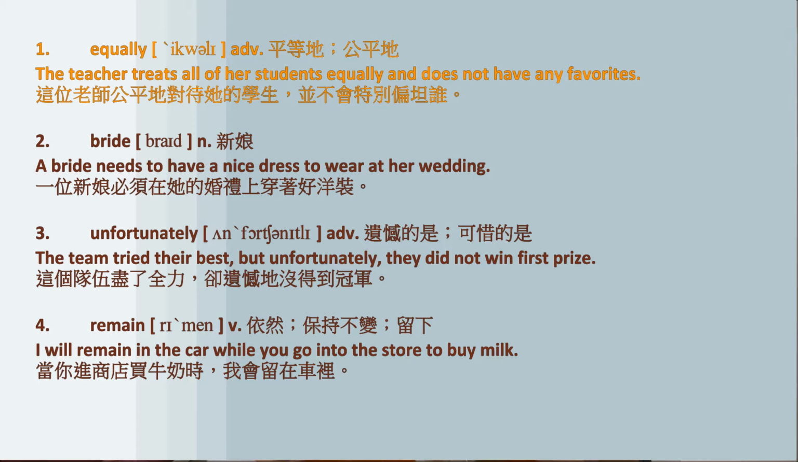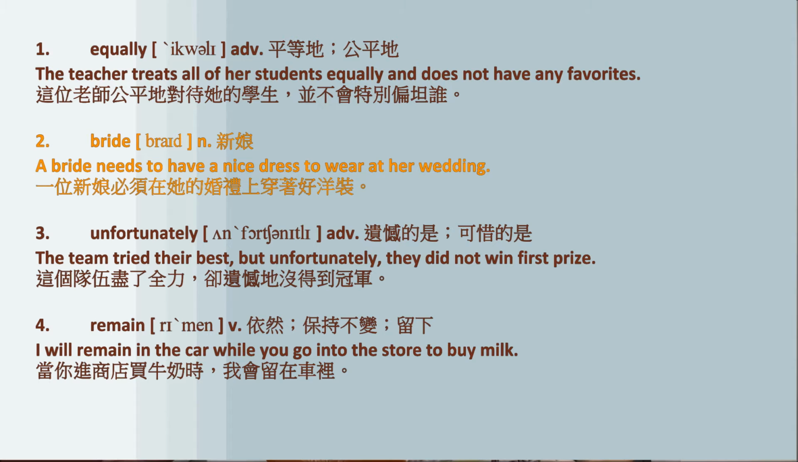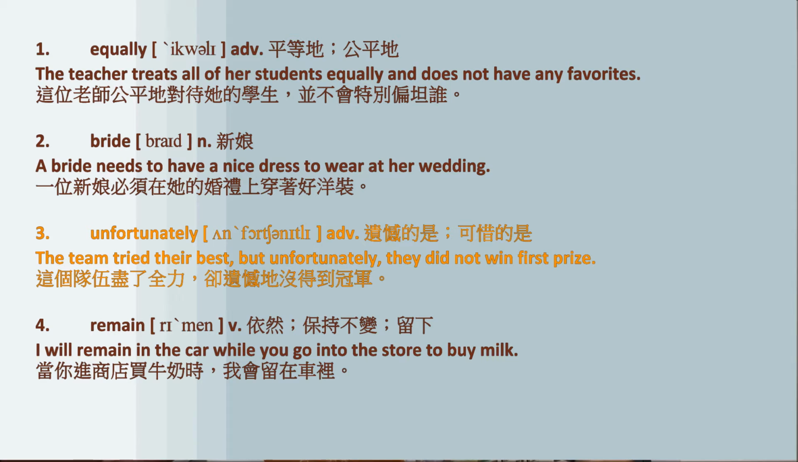Then let's begin with vocabulary. Equally. The teacher treats all of her students equally and does not have any favorites. That's not true. Teachers always have favorites. Bride. A bride needs to have a nice dress to wear at her wedding. Unfortunately. The team tried their best, but unfortunately, they did not win first prize.